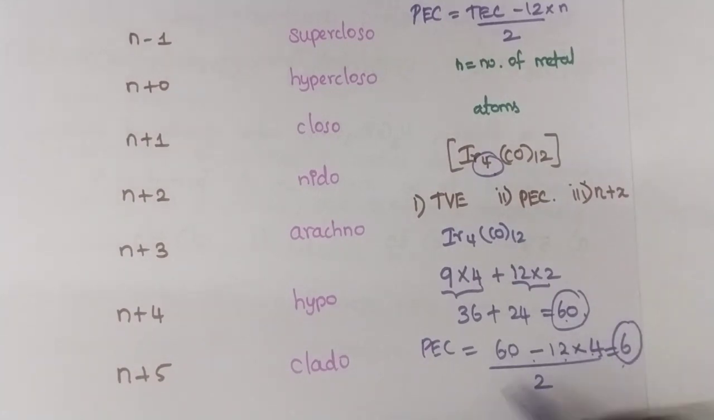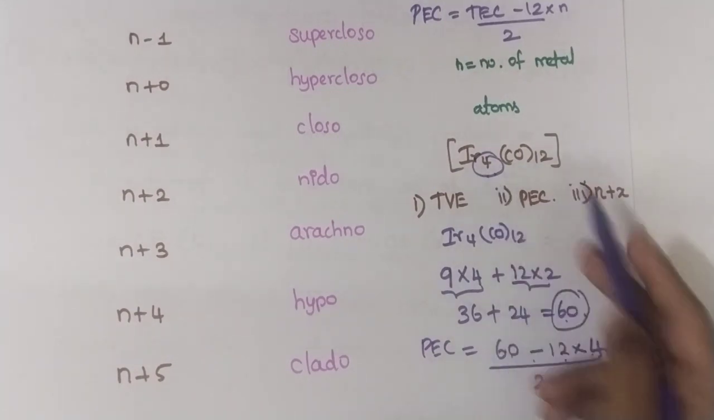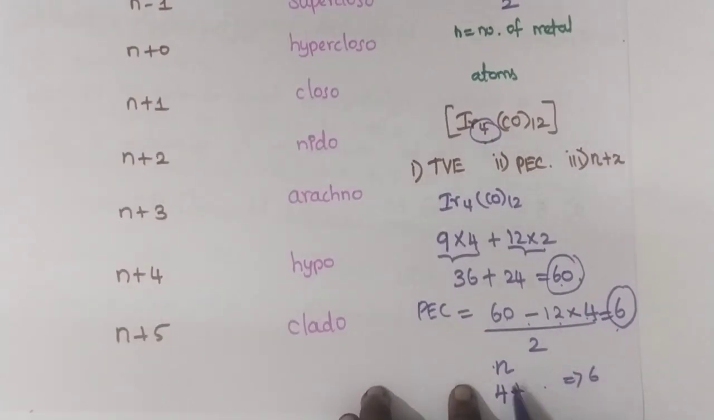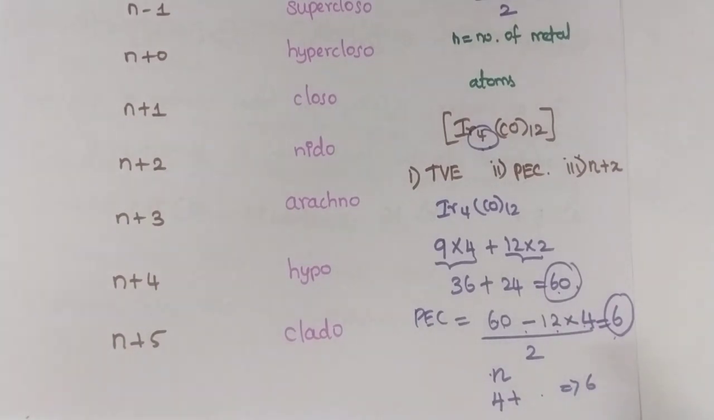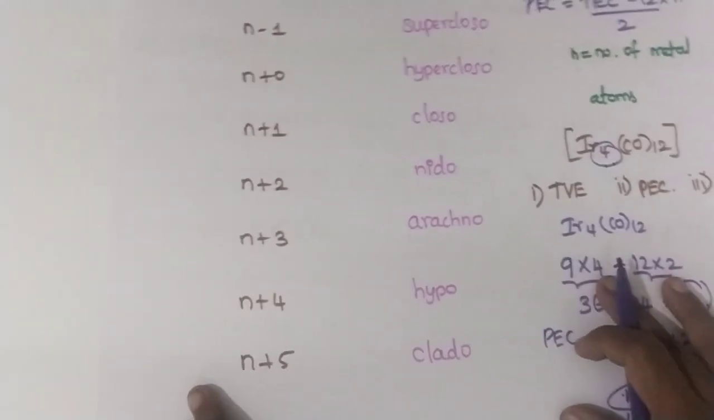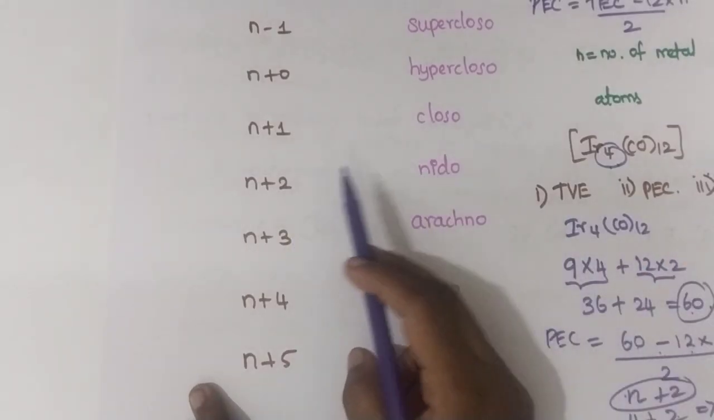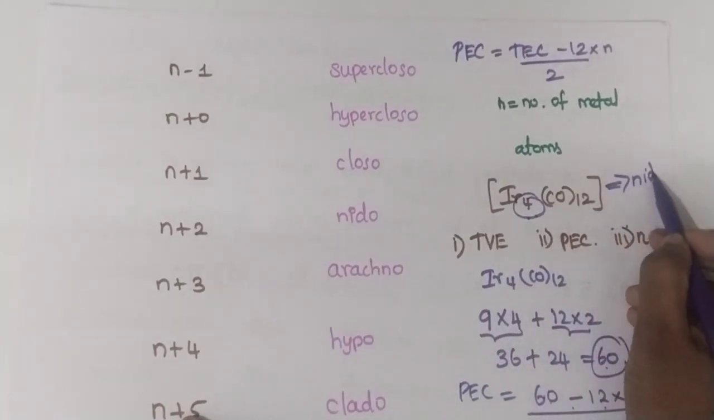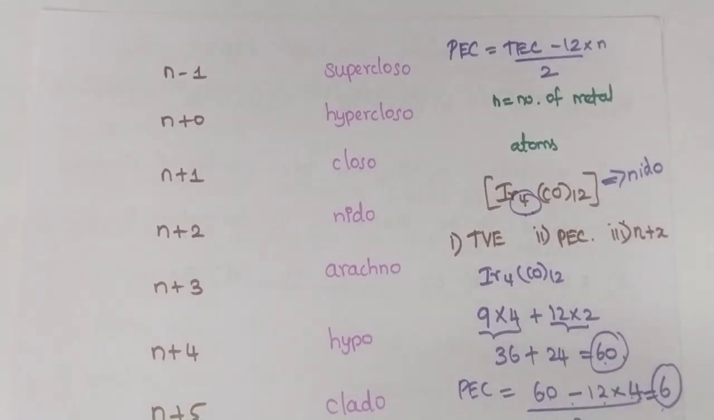Okay, 6. Now it is very simple. See, the number of metal atoms, n, is 4. N plus what will give you 6? N is the number of metal atoms present, which is 4. 4 plus what will give you 6? It is 2, right? Hence, this is in n plus 2 format. So n plus 2 means nido, right? Hence, the structure of Ir4(CO)12 is nido. Okay, this is how you have to find it.